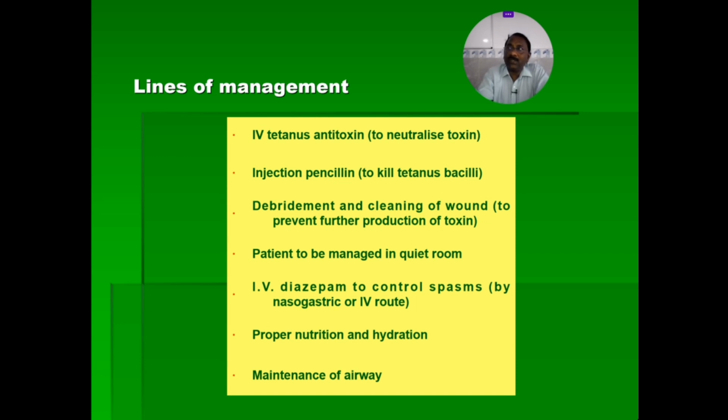IV diazepam to reduce the spasms, sometimes magnesium to reduce the spasms. Proper nutrition and hydration are very, very important. And maintenance of the airway is very important because respiratory failure is the most common cause of death here. So endotracheal intubation and early tracheostomy. These are the lines of management: tetanus antitoxins, antibiotics like penicillin and metronidazole, debridement and cleaning, quiet room, diazepam or magnesium sulfate to reduce the spasms, good nutrition, hydration, and then airway maintenance.